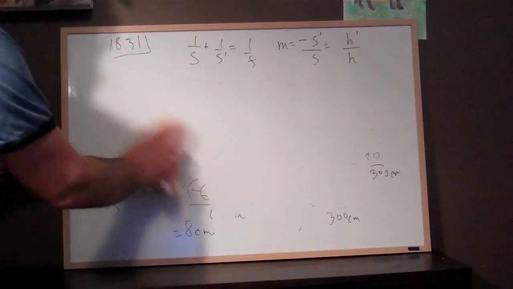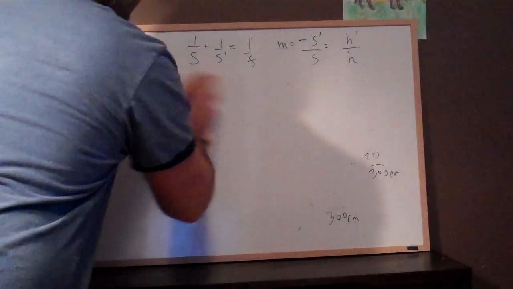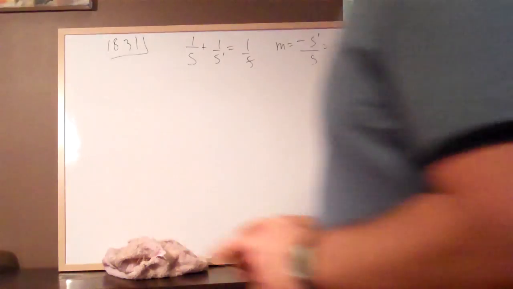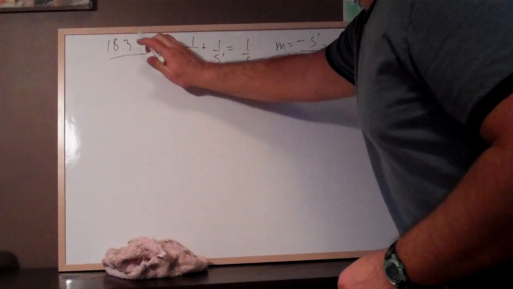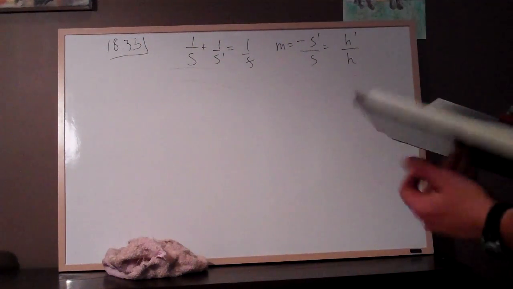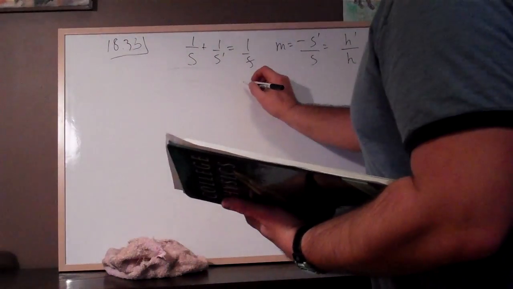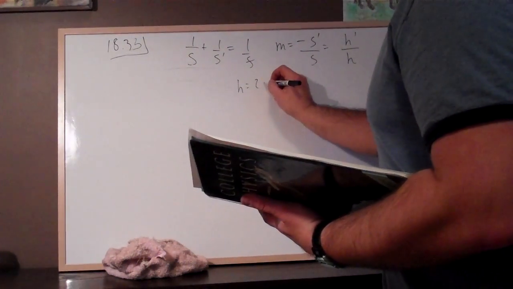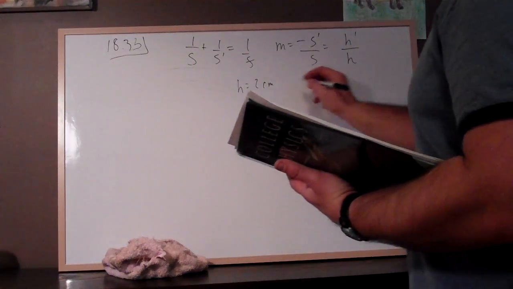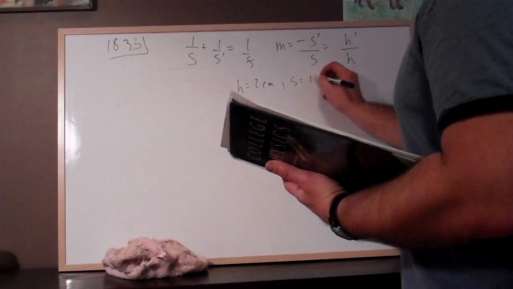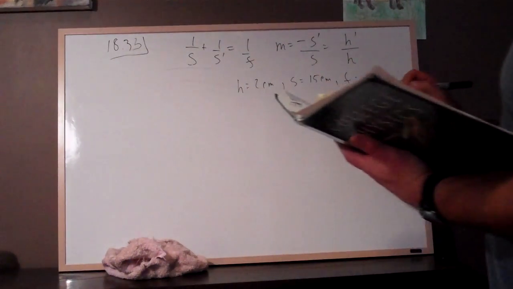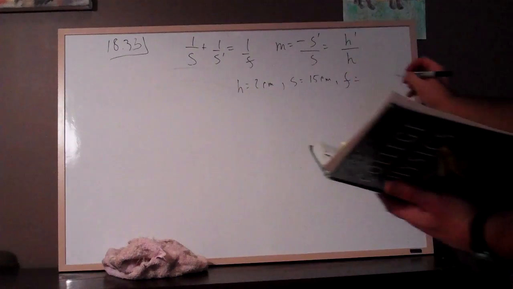So 1833, and I'll read it. 33. A 2 centimeter tall object is 15 centimeters away. So 2 centimeters, that's how tall it is. And it's 15 centimeters in front of a diverging lens. And the focal length of a diverging lens is always negative. So minus 20 centimeters.